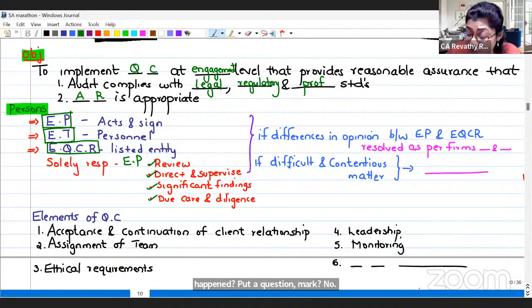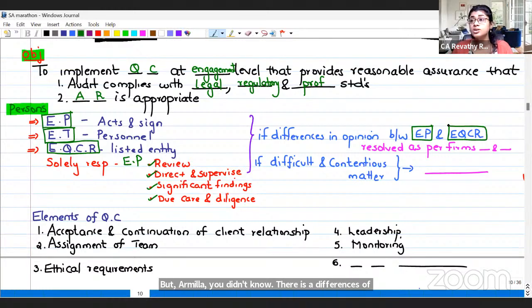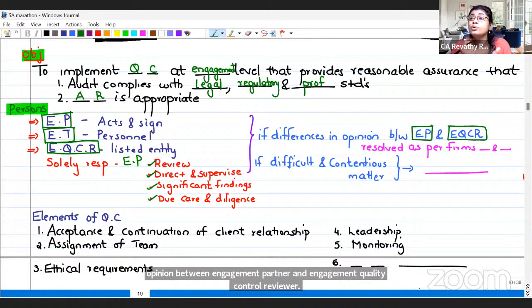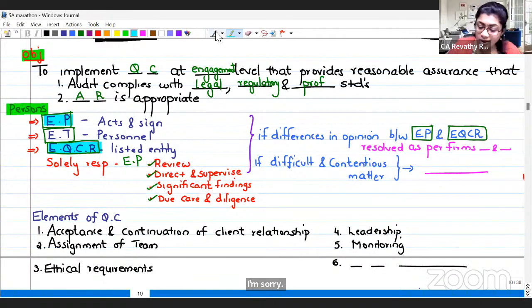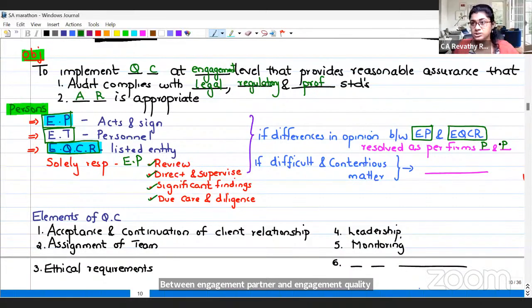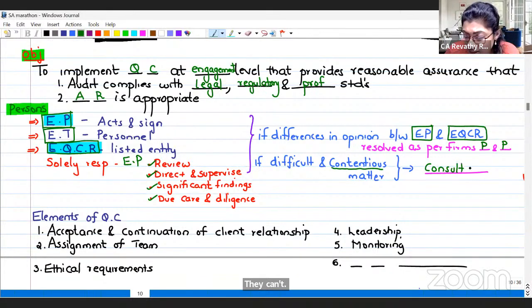There is a difference of opinion between engagement partner and engagement quality control reviewer. What will you do? If there is a difference of opinion between engagement partner and engagement quality control reviewer, it will be resolved as per the firm's policies and procedures. That policies and procedure may include legal action, etc. Now, in case of a difficult and contentious matter, contentious means controversial matter, the engagement team, engagement partner, even EQCR cannot arrive at a solution. Then what will you do? You will call for a consultation of experts.